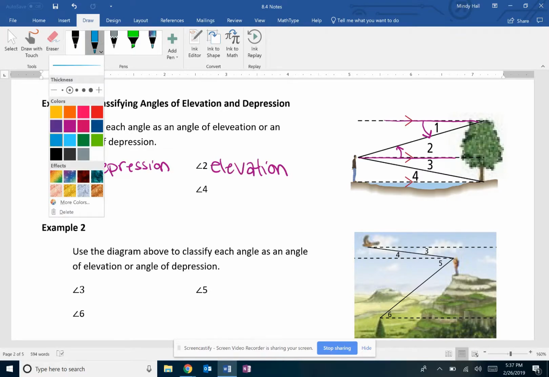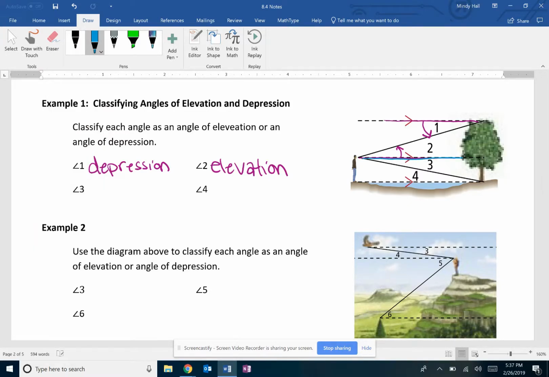Use a different color. So then for angle 3, again, looking at that horizontal line, I'm going to have to come down to make angle 3. So that's going to be another depression. Oops, why do my S's look funny? And then for angle 4, our horizontal line is the lake. And in order to make angle 4, we have to go up. So it's going to be an elevation. And so remember, you're always referring back to the horizontal line.